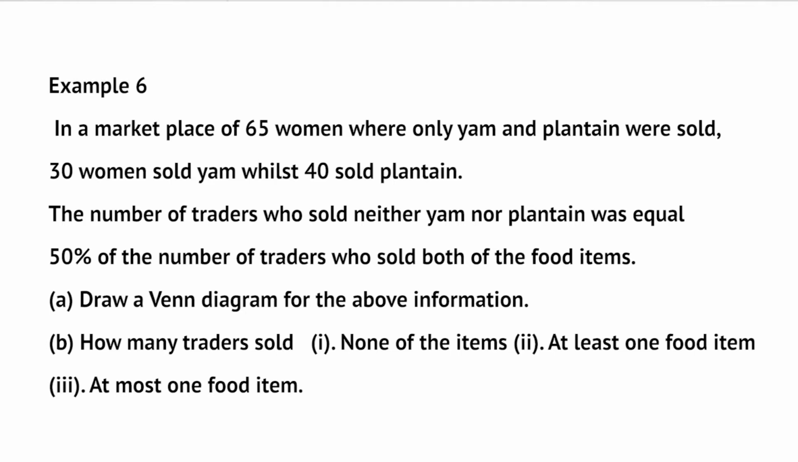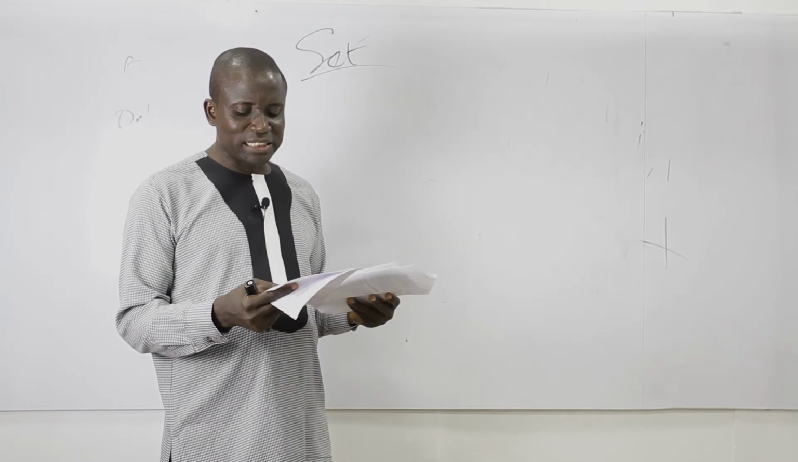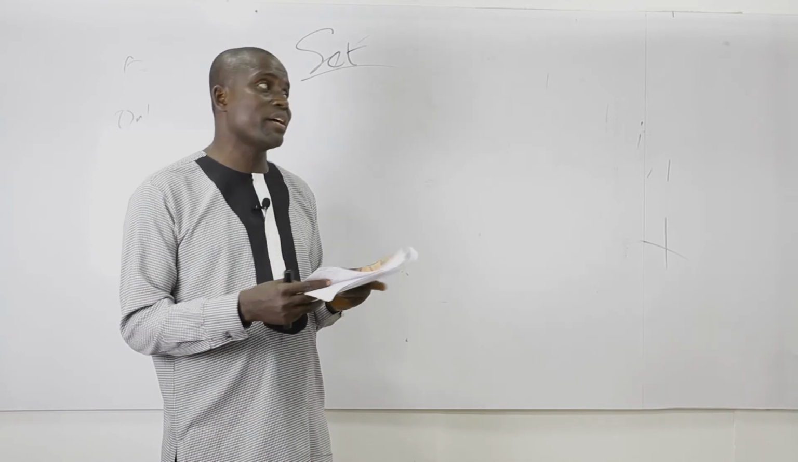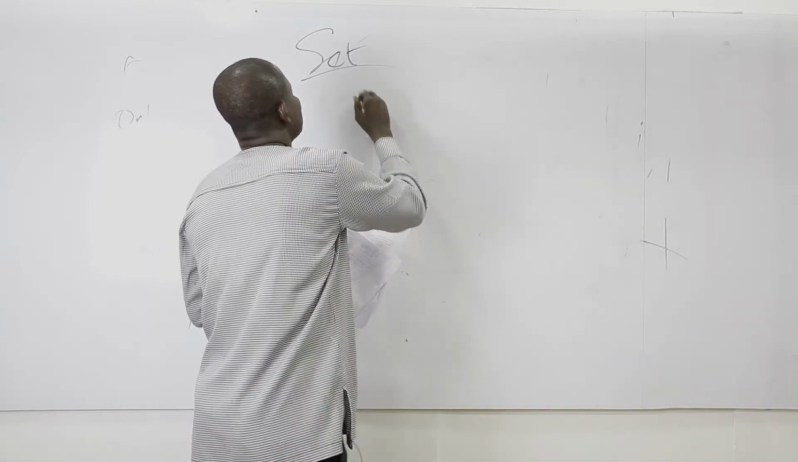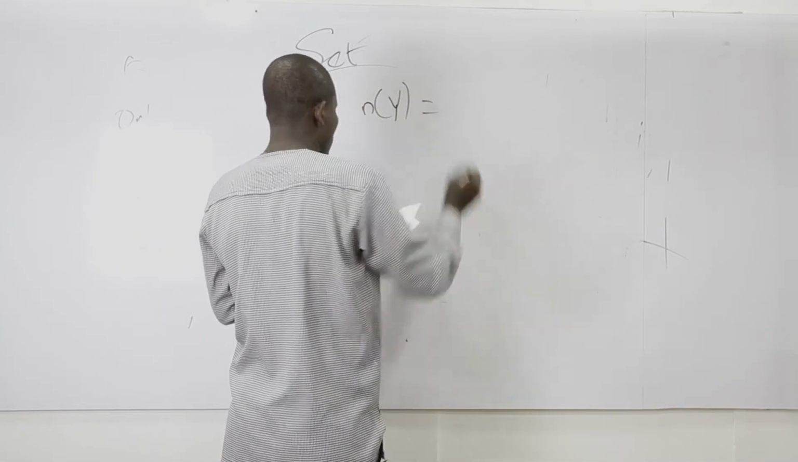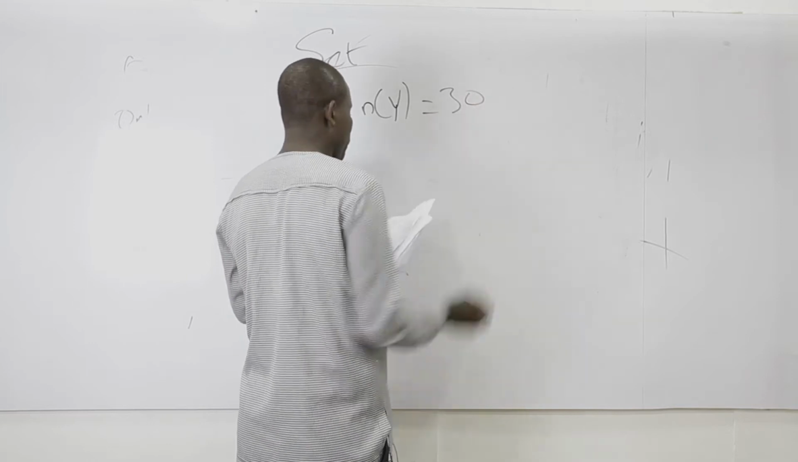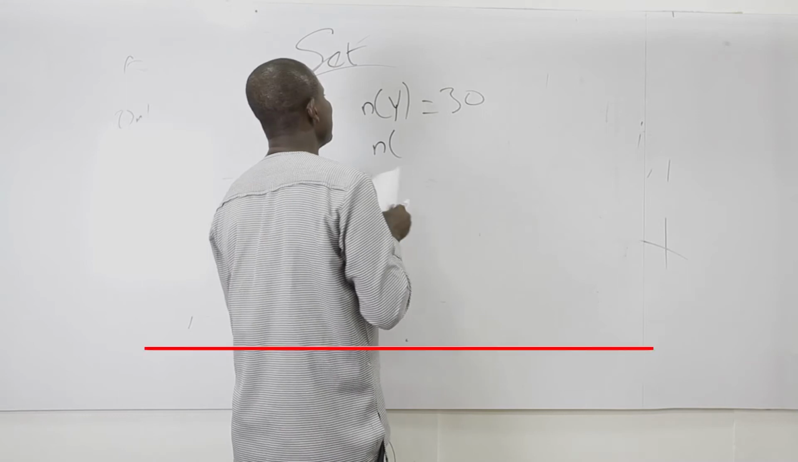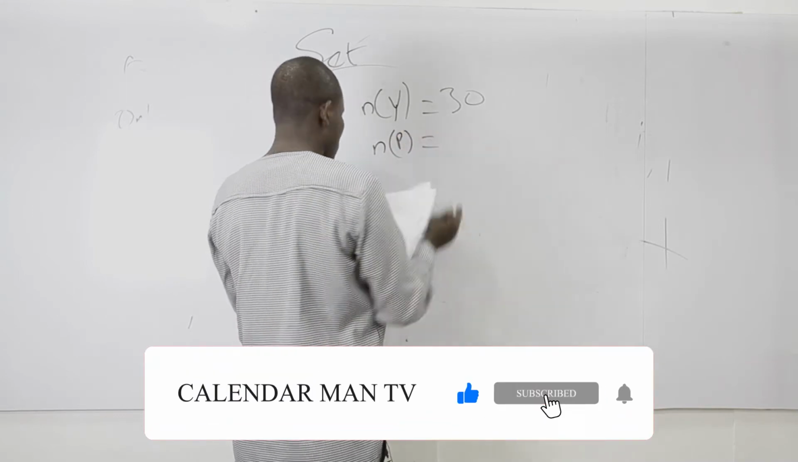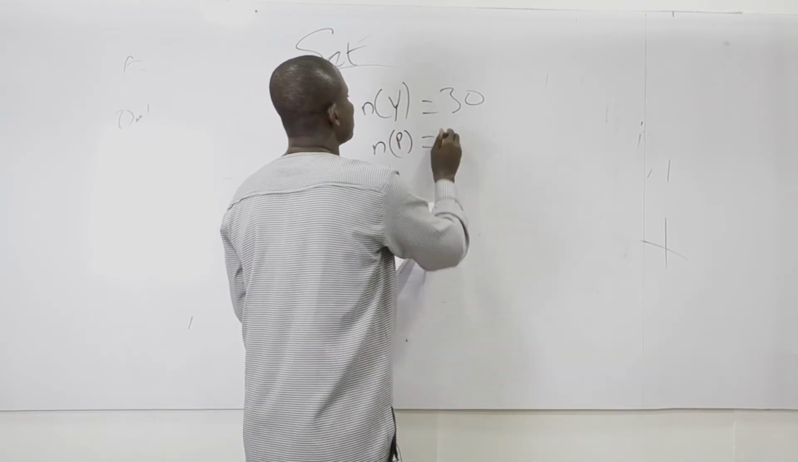The number of traders who sold neither yam nor plantain was equal to 50% of the number of traders who sold both items. This question is a little bit trickish. We have to be very, very careful about it. Now, we have indicated that NY, which is number yam, is equal to 30. Then N plantain, that is NP, is equal to what? NP is equal to 40.